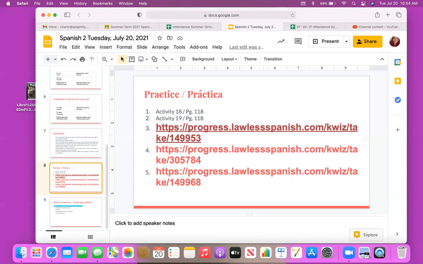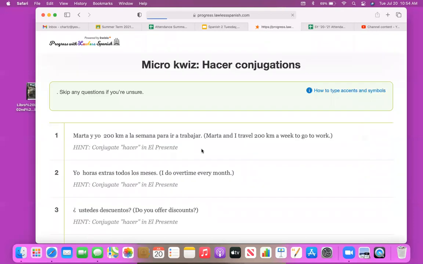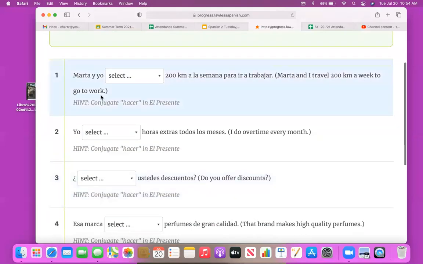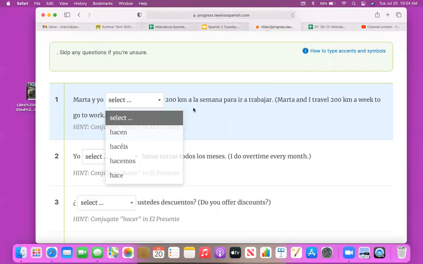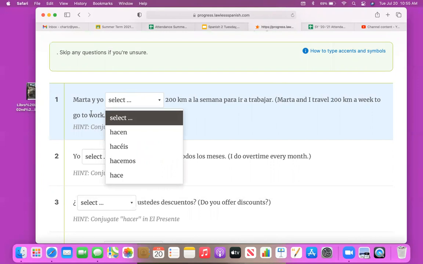But I have some activities here. I figured that we would just do these three. They're only like 5 questions each on each verb, so they're really easy. This is with hacer. For this one, we have Marta y yo, and then we're going to put hacer 200 kilómetros a la semana para ir a trabajar. So Marta and I travel 200 kilometers a week to go to work. So Marta and I, we.